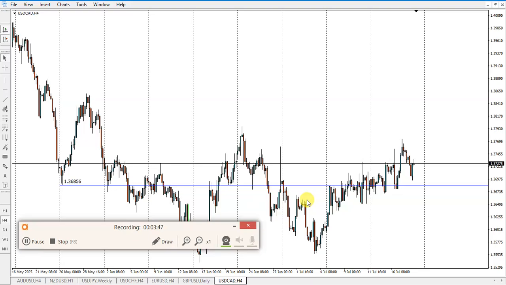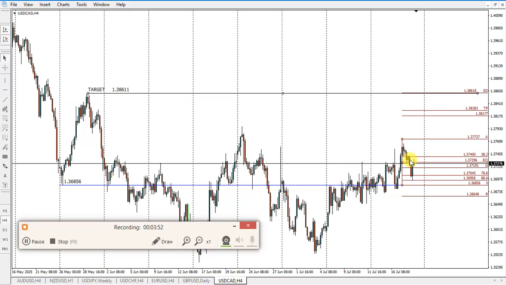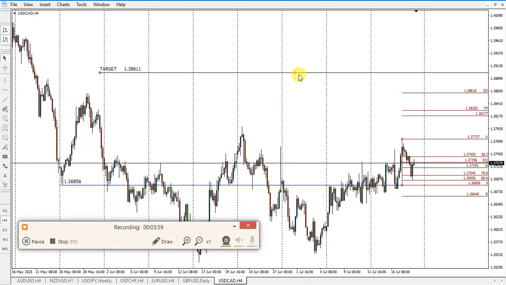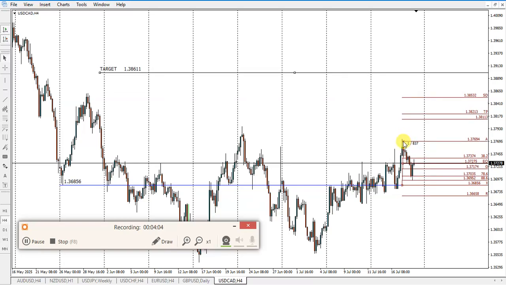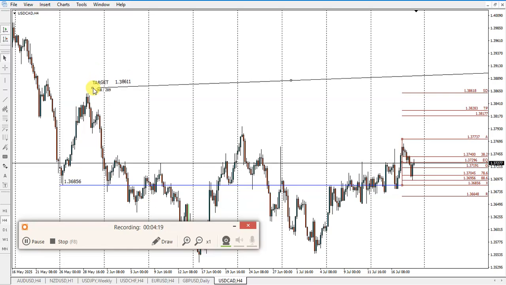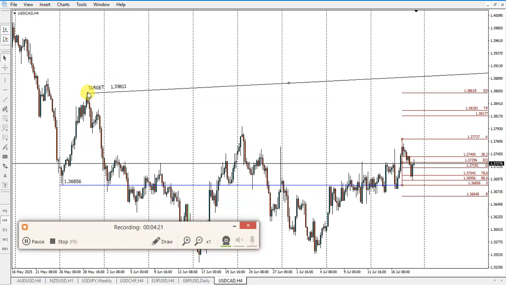That's the 1.36856. All we do is pull out our fib, pull this out, and this is what our fib is giving us. The standard deviation from this high, right there, look at that, gives us a standard deviation of 1.3618, and that happens to give us this week's high here.